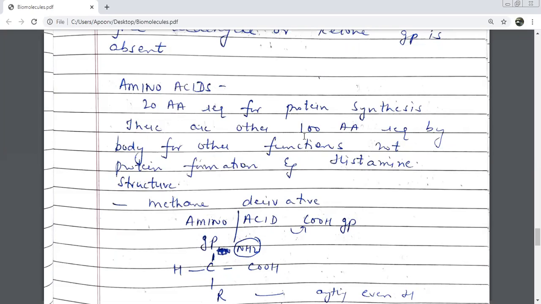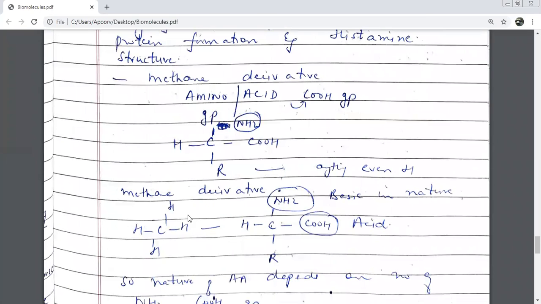Okay, let's do this. Amino acids are known as methane derivatives. What are they called? Methane derivatives. Formula for methane? CH4. CH4, right? Everybody sure? Yes, ma'am. Okay. See, is this methane? The first structure which I'm showing. Yes, ma'am.